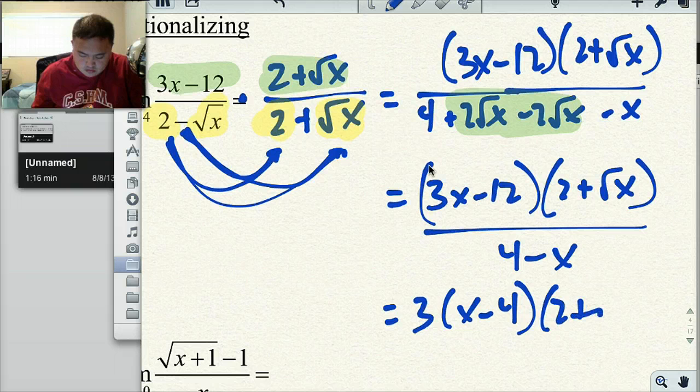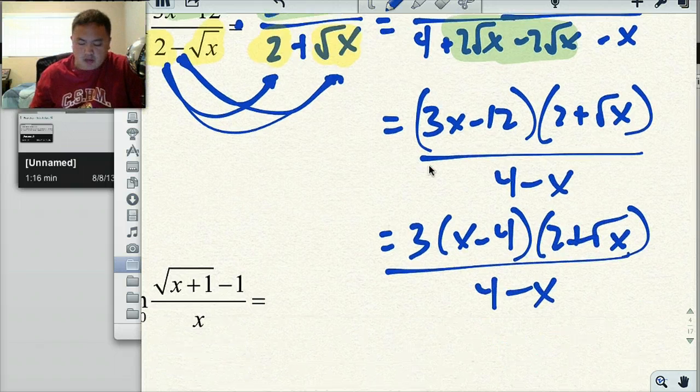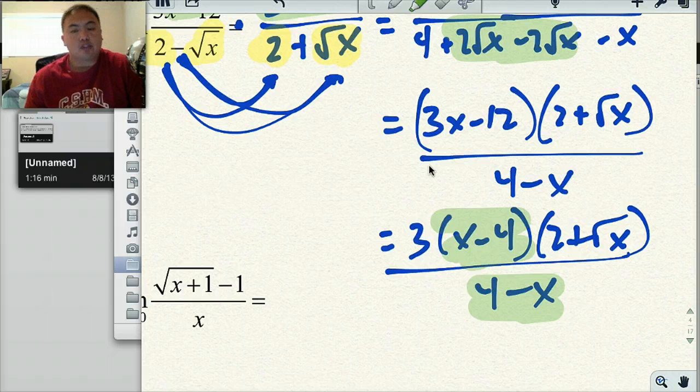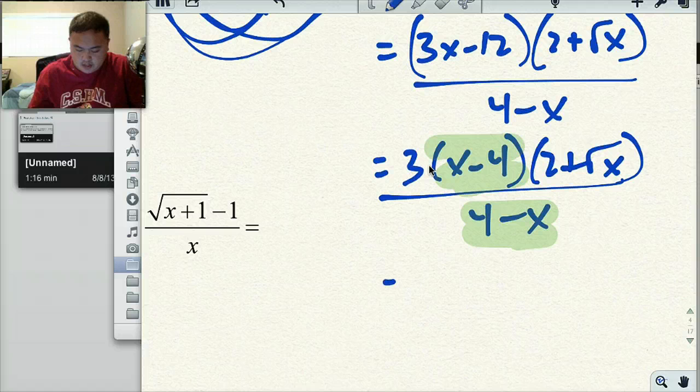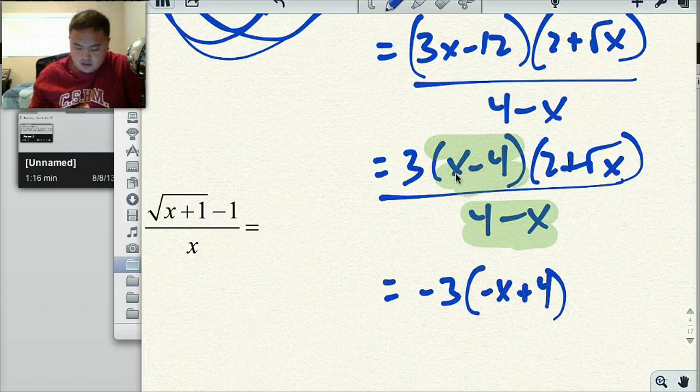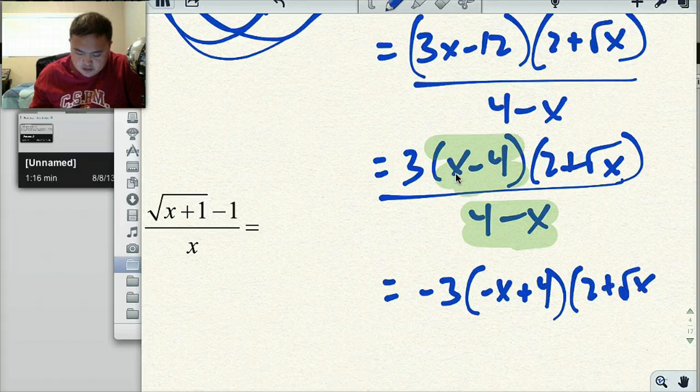like so. Now, I'm in the same spot as the last problem. Do you see how this parentheses and the denominator look almost like they can cancel each other out? So what I'm going to do, again, is factor out a negative 1, and I'll factor it out from the numerator this time. So negative 3 times x minus 4. You notice that when I factor out a negative 1, it just changes the sign of the parentheses. 2 plus radical x all over 4 minus x.